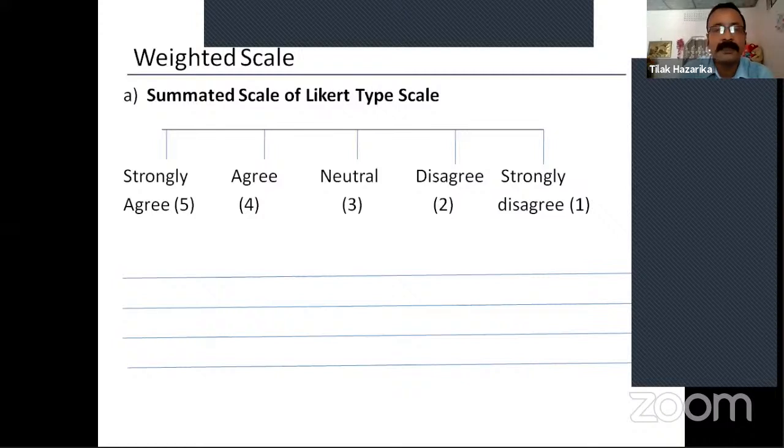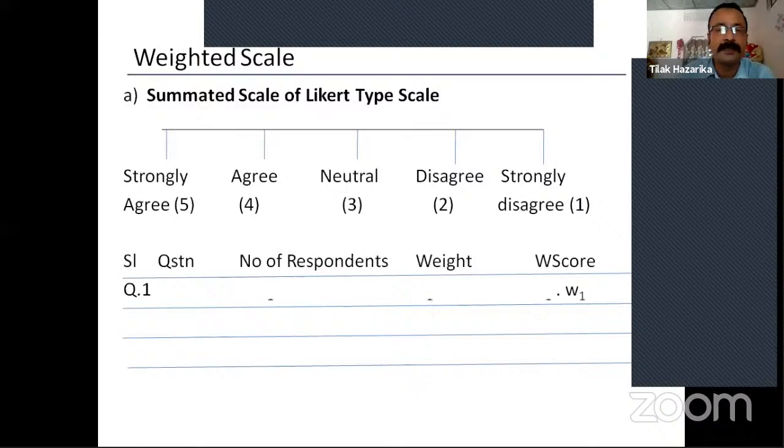And in the same questionnaire, there is no objection that in the same set of questionnaire, we may give a 5, 4, 3, 2, 1. Also, if required, we may give reverse score also. So how will we calculate? I'm giving a small example here.